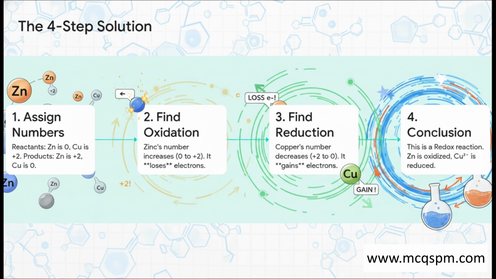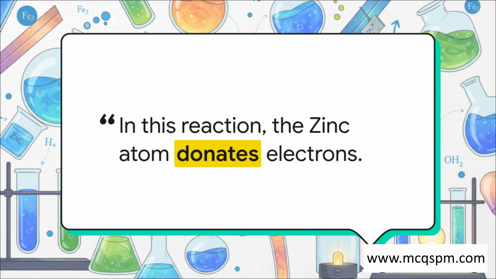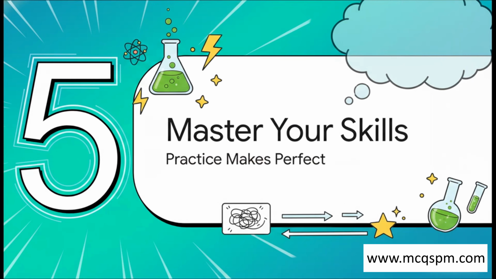And there we have it. Since we found both oxidation and reduction, we know this is a redox reaction. And hey, don't just take my word for it. This quote is pulled straight from a past paper explanation. It says, the zinc atom donates electrons. Donating, losing, it's the same thing. It's oxidation, just like we figured out. See? We did it. We took a big, complex problem and we broke it down into simple, easy steps.